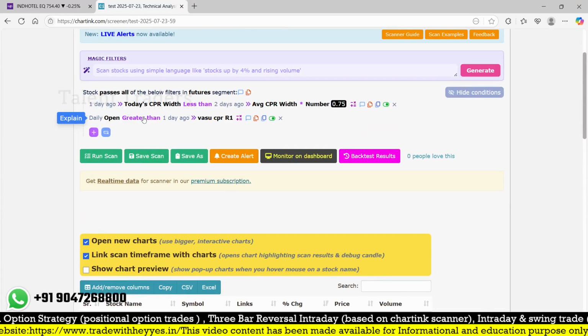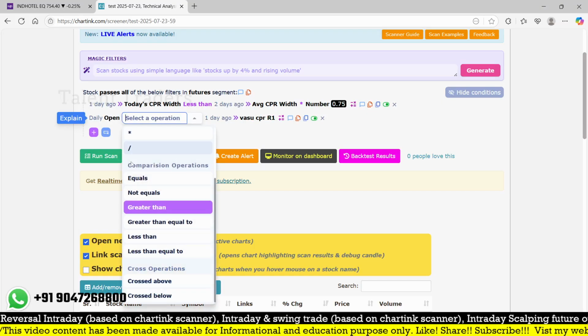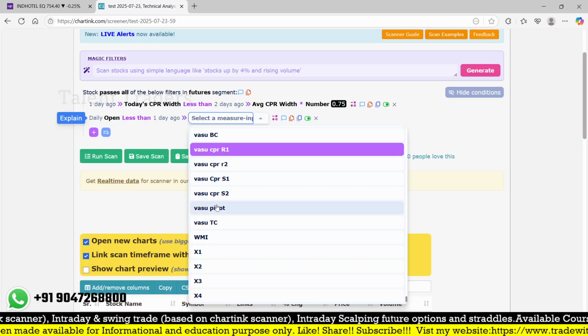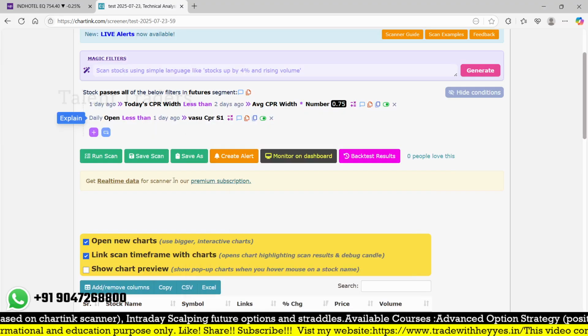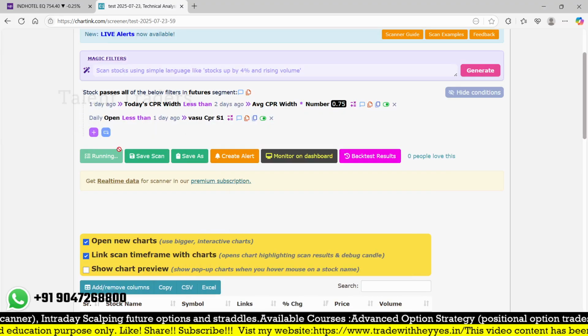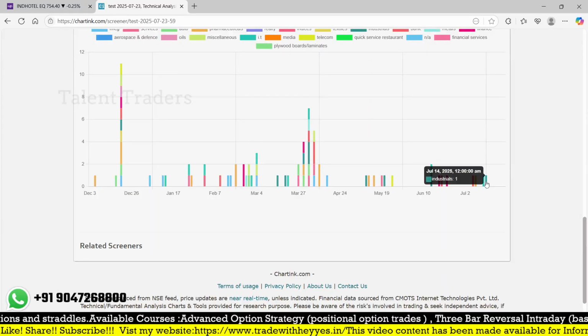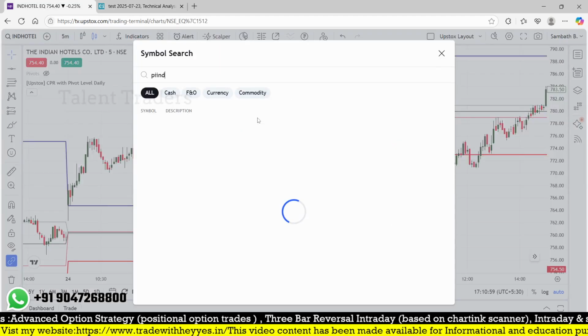But I want to find if the stock opened above R1, or if the stock opened below S1, so open must be less than support. Okay, so here CPR support. So open less than support one. If you look here, very few stocks, 2 days back, 14th July, PI Industries, it opened below the level.